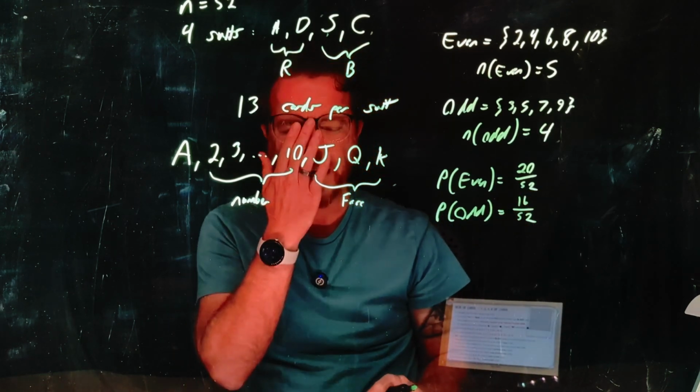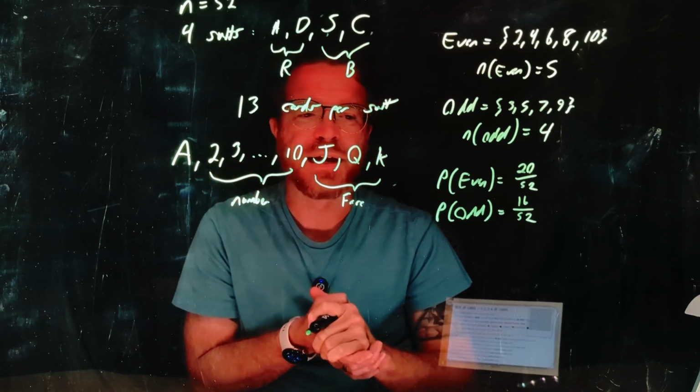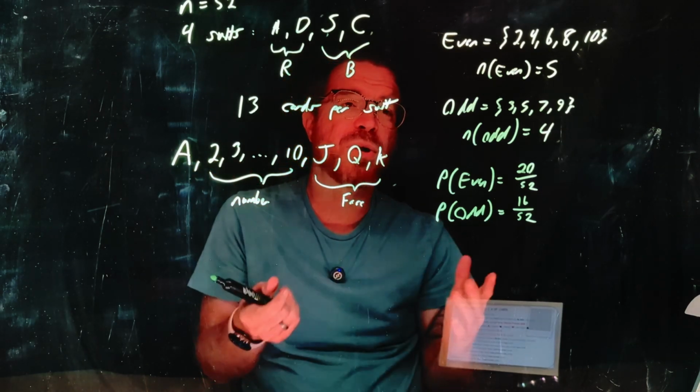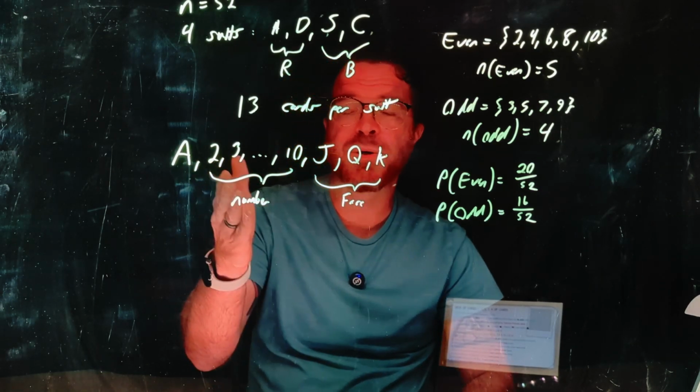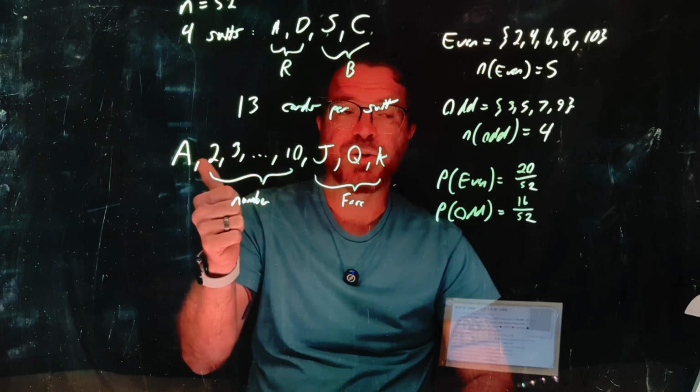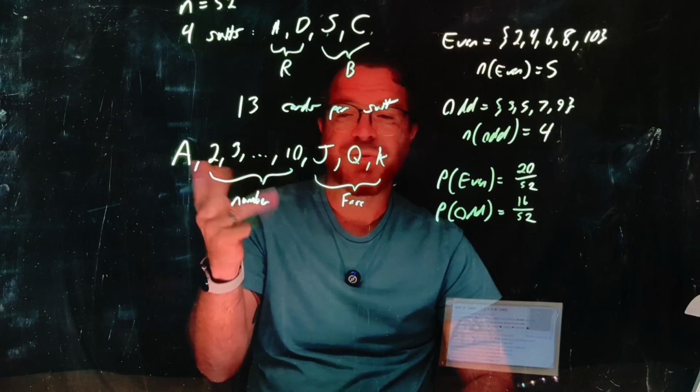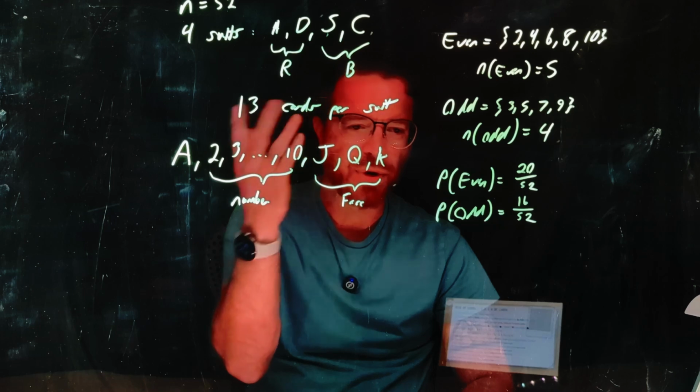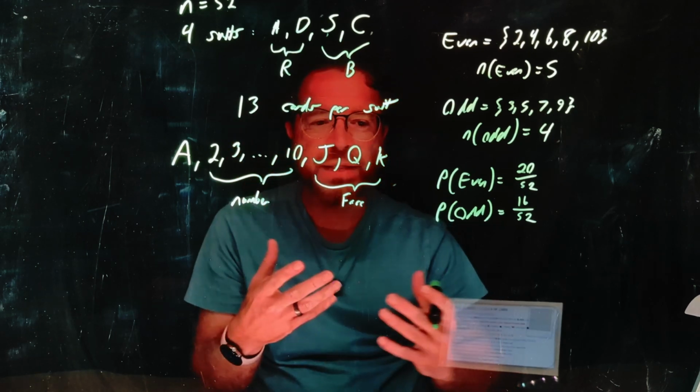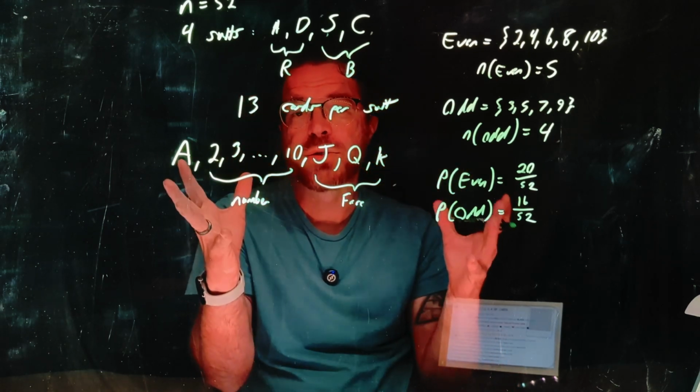Okay. Now, some other things you might see is, for example, if we ever ask about prime number cards, you would have to consider of the numbers, the prime numbers are 2, 3, 5, and 7. So those are the prime numbers. But other than that, these are how cards work.